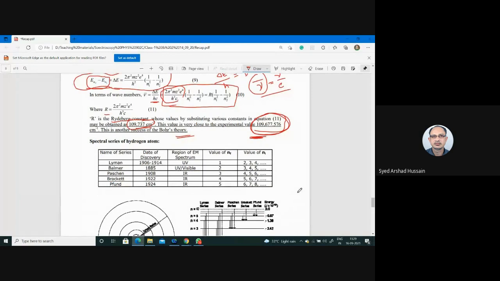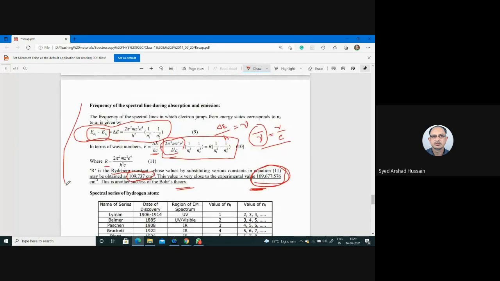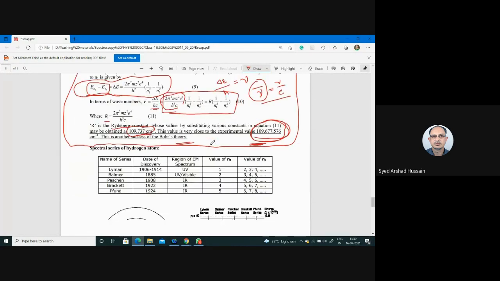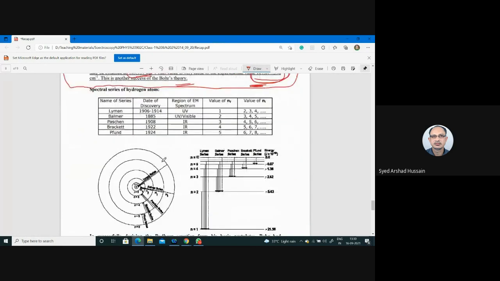Again, Bohr's theory can successfully give an idea about the hydrogen atom spectra. This is simple because we have already seen from this analysis that during emission and absorption, Bohr's theory can give an idea about the frequency or wavelength corresponding to them. So if you apply Bohr's theory in the case of the hydrogen atom, say one electron is there in the ground state.